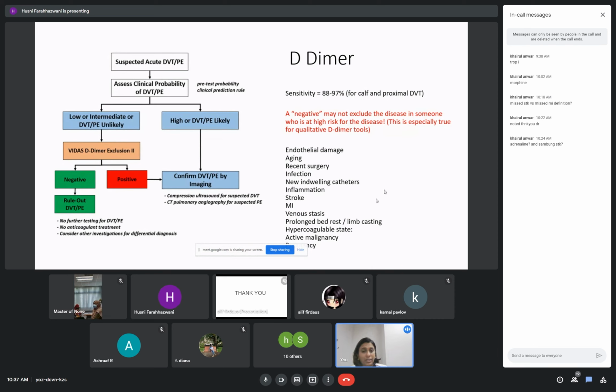But if D-dimer is negative, you also cannot rule out. True or not? You cannot rule out if the patient has a high risk. It's just a junk, it only helps a little. Do not put a weightage on your D-dimer. Okay?